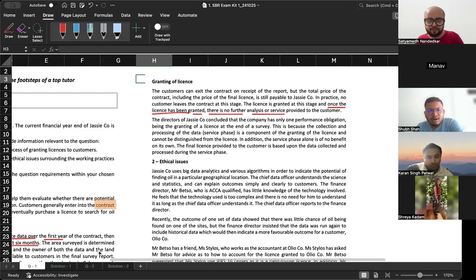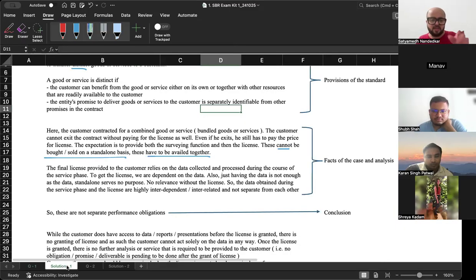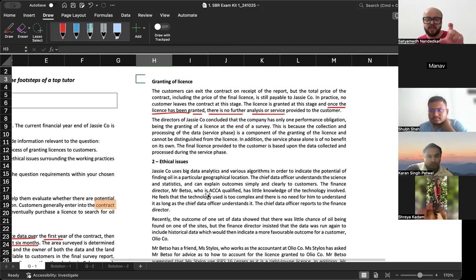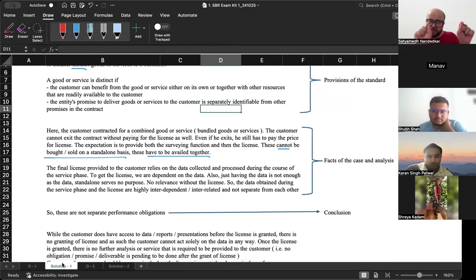Okay. How? In the exam, the customer cannot exit the contract, but the total price, including the price of the final license, is still payable. इसको copy करो and paste it in your answer. See, I have an image. मैंने JPG डाला है तो I can't copy, but you will be able to copy. So copy that particular part. That will save time. See, it's a 96 marks paper. Huh? You have to be smart on time. Copy the facts of the case, no problem. Analysis part you type on your own.